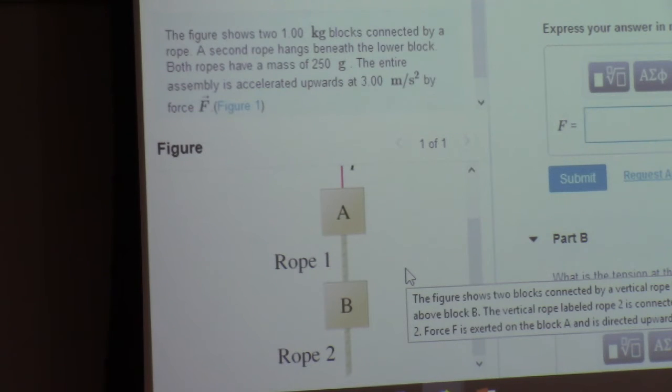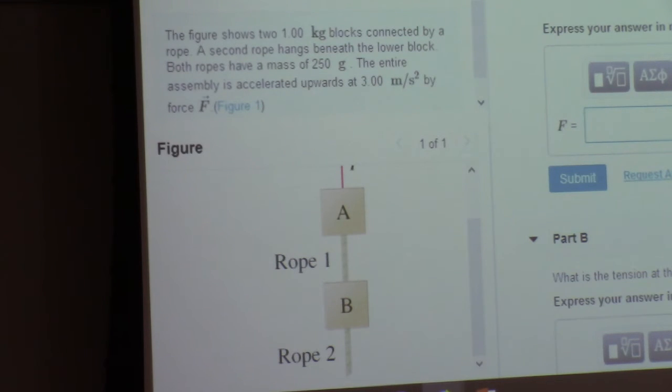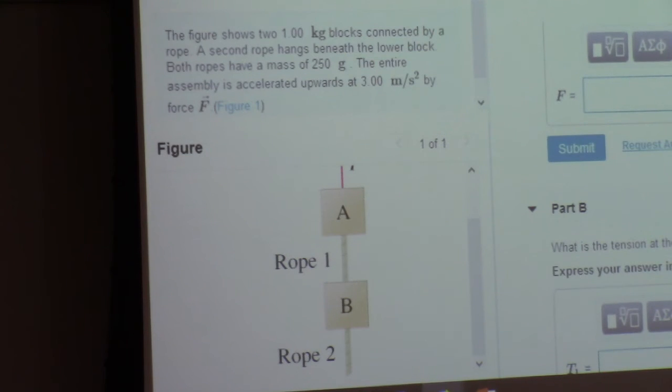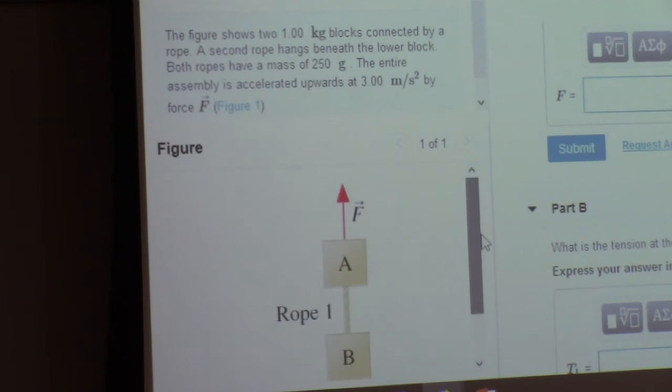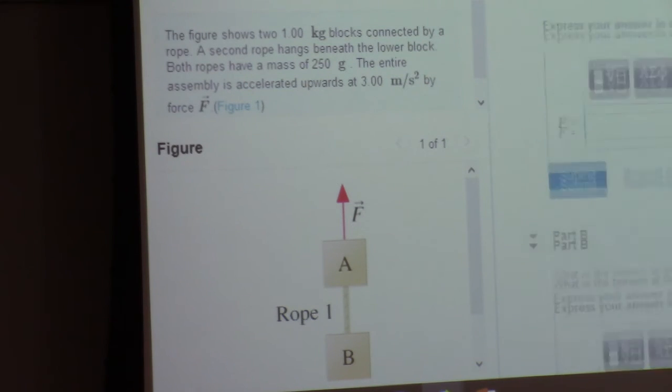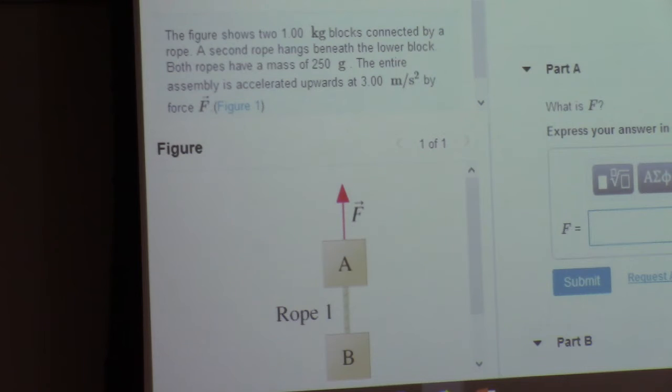The entire assembly is accelerated up. So that's nice. In the previous one, they didn't give us the acceleration. Here they actually do. So we want to figure out what is this force, this outside force, F. And then we got all these other parts here. So we just kind of got to work it from the top down, doing free body diagrams of all these individual masses. So let's take a look at the picture here.